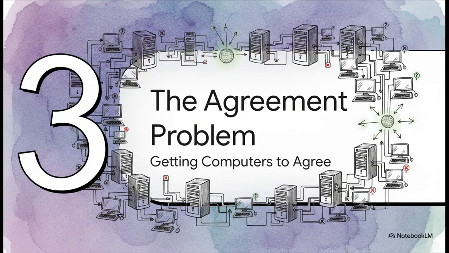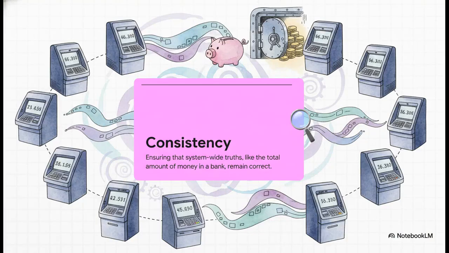And that brings us right to the first huge challenge of any distributed system. It's called the agreement problem. How in the world do you get 100 or 1,000 separate computers to all agree on what the truth is at the exact same time? The official term for this is consistency. And it's a non-negotiable guarantee that no matter which computer in the system you ask a question to, you're going to get the same correct answer.